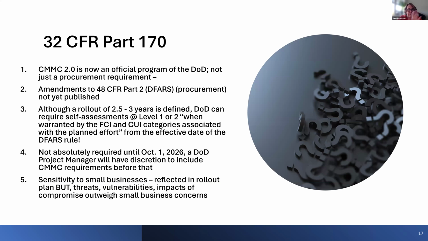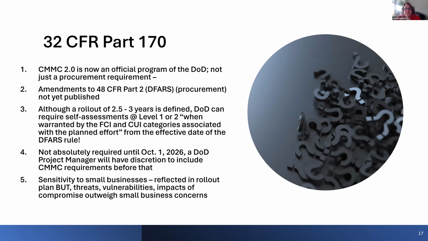Quickly, again, this is 32 CFR Part 170. That is the part that made this an official program of the DoD, not just a procurement requirement. If any of you are still in the audience who were doubters that the Department of Defense would ever get their act together and get this to work, that's a real way of telling you, no, we made it a program. They had told all of us in the industry almost 2 years ago that by insisting on going to a program, not just a procurement requirement, it would take longer. They were right. It did take longer.